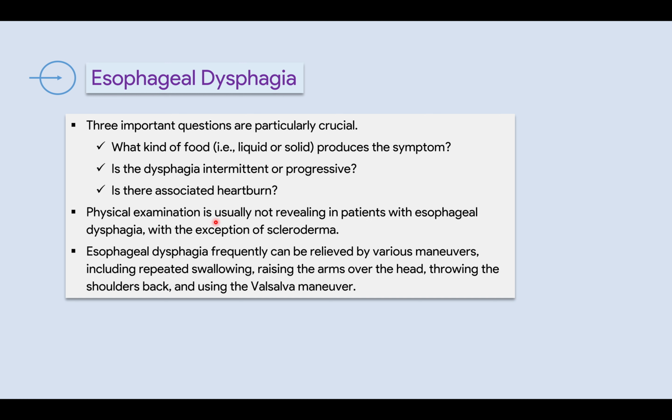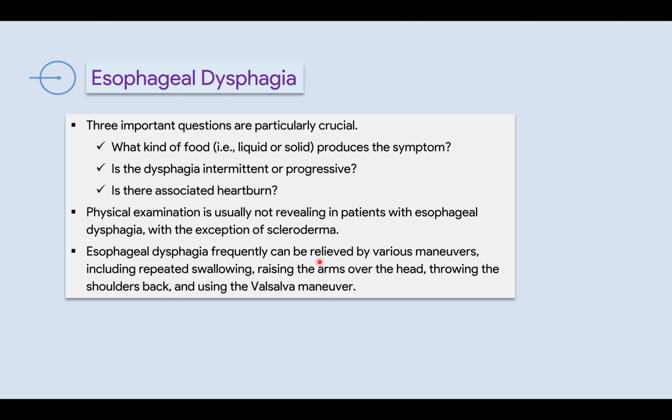Physical examination is usually not revealing in a patient with esophageal dysphagia. Why? Because this is an inner disease of the esophagus, or we can say the lower third of the esophagus, where the smooth muscle has been affected. In the oral and pharyngeal phases, we can have multiple physical signs because the mouth and the pharynx are involved. But in this case the esophagus is involved, so you may not have that many physical signs, except in the condition of scleroderma. Why? Because scleroderma is a systemic disease, so you have other manifestations of scleroderma which may point towards esophageal dysphagia.